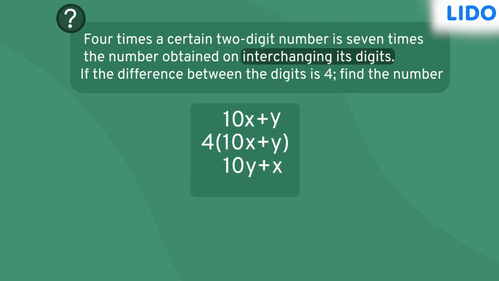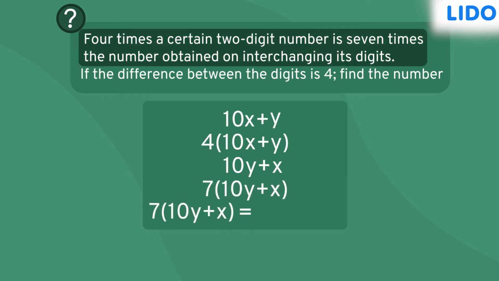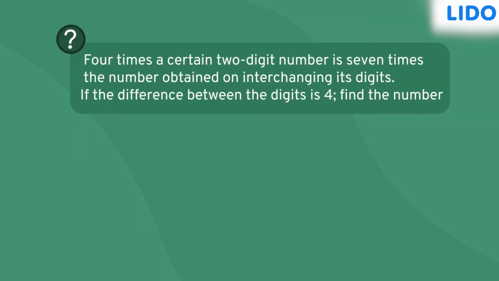Moving further, if the digits are interchanged, 7 times this new number is equal to 4 times the first number. Now let's read the last statement. It says if the difference between the digits is 4, we have to find the number. Since one of the digits is x and the other digit is y, the mathematical representation of the question will be x minus y is equal to 4.